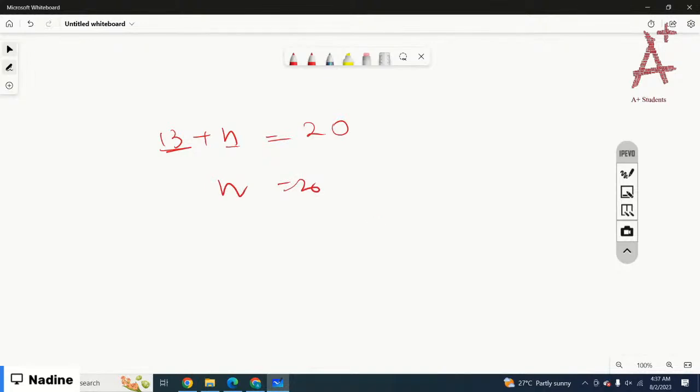That would be 20 minus 13, and 20 minus 13 is 7. That means 13 students can walk to school and 7 do not walk to school, right?